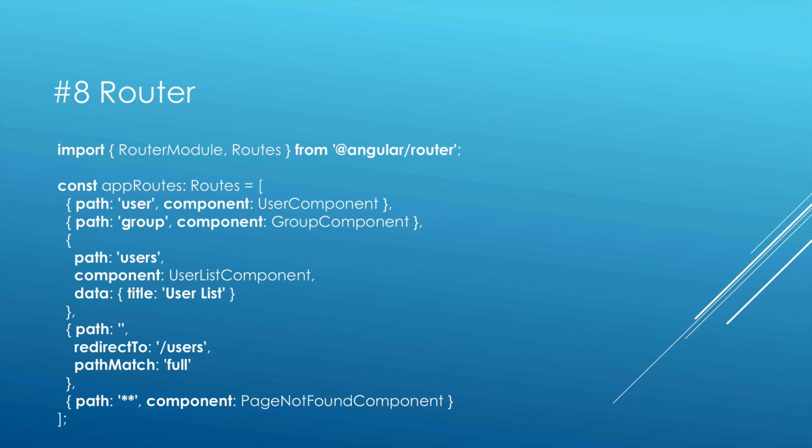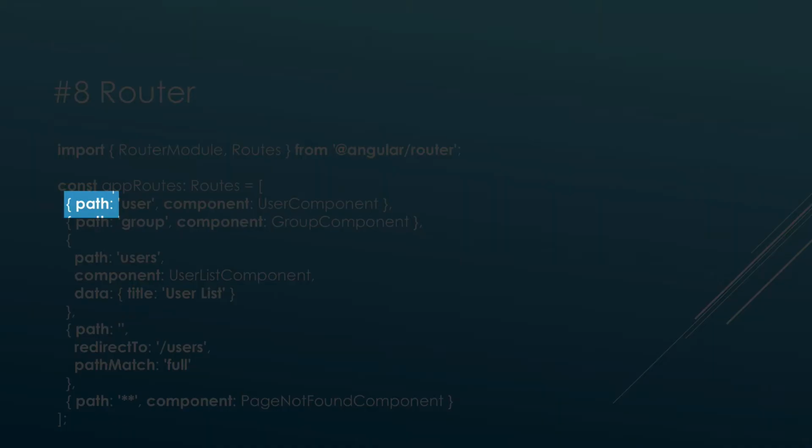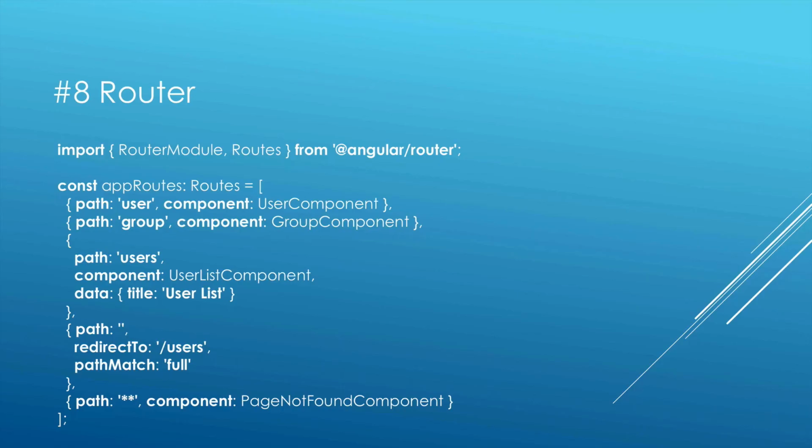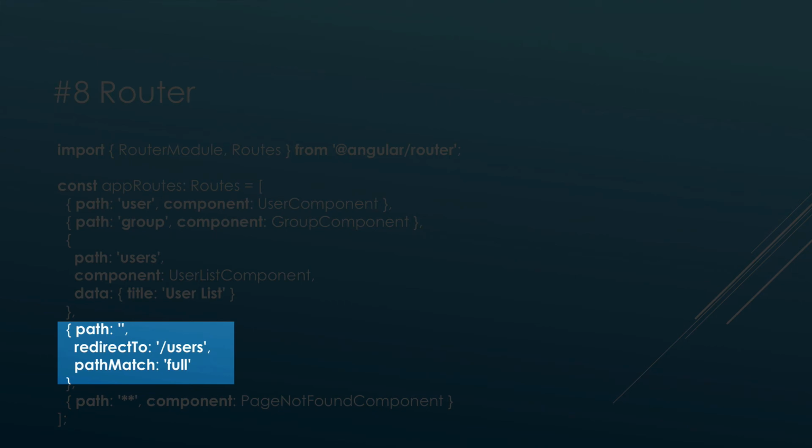Number 8, router. The Angular router enables navigation from one view to the next as users perform application tasks. Angular router is in the Angular router package. You need to import the package in order to use it. You will define the path to route to different components. Path is the keyword here. You can also do redirectTo or pathMatch options.